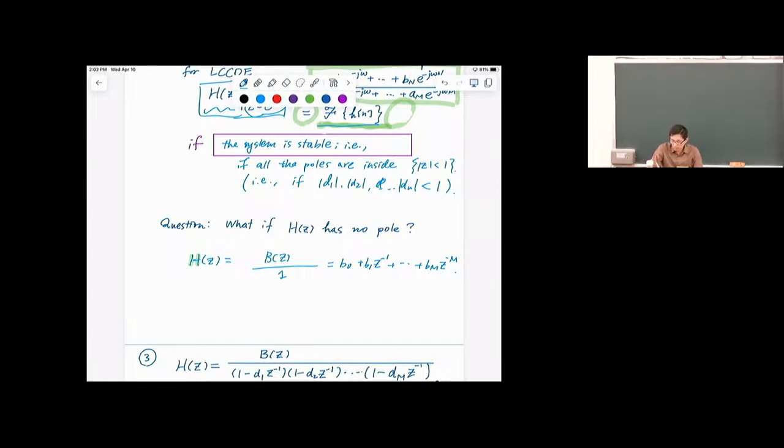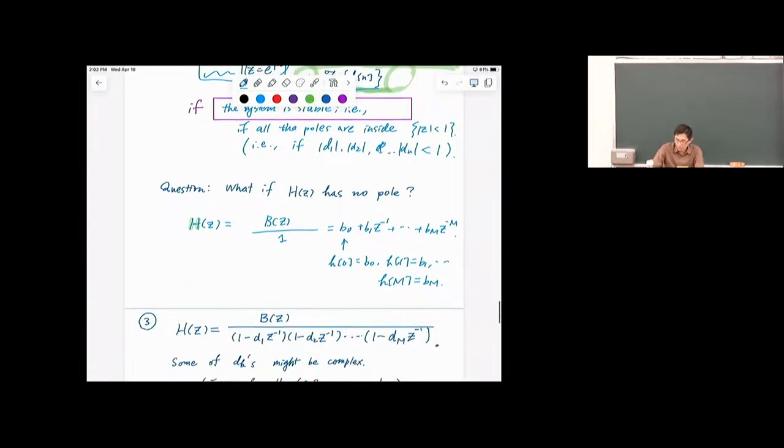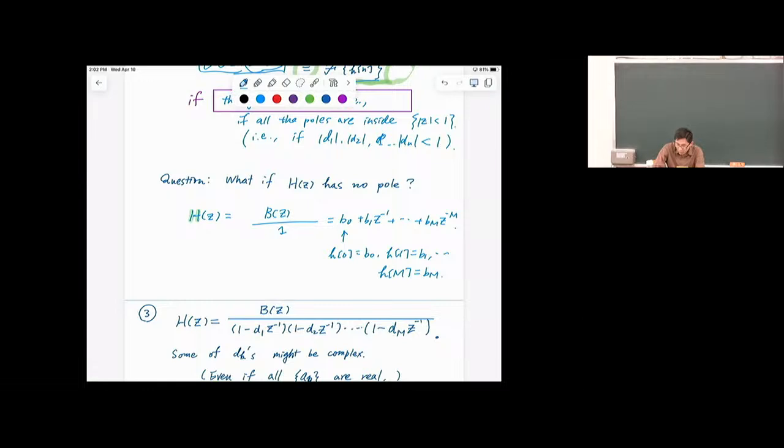By that little theorem that we just introduced, H0 is B0, H1 is B1, and so on. We have up to n plus 1 non-zero samples when the system receives the delta function as its input. The impulse response has only so many non-zero terms. Its length is finite. The length is finite, so we say this is an FIR system. I will come back to this. Finite impulse response.